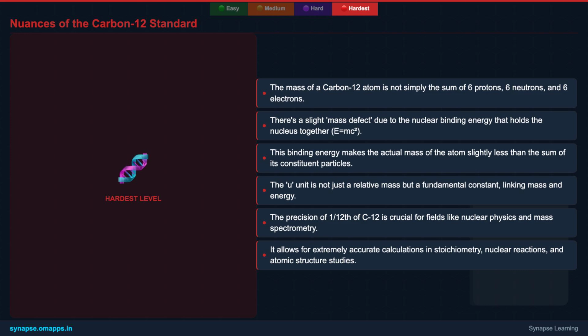According to Einstein's E = mc² equation, this binding energy manifests as a slight reduction in mass. So, u isn't just a unit of mass, it implicitly acknowledges the mass-energy equivalence at the atomic level. This precision is vital for advanced calculations in nuclear physics, mass spectrometry, and understanding the stability of atomic nuclei.